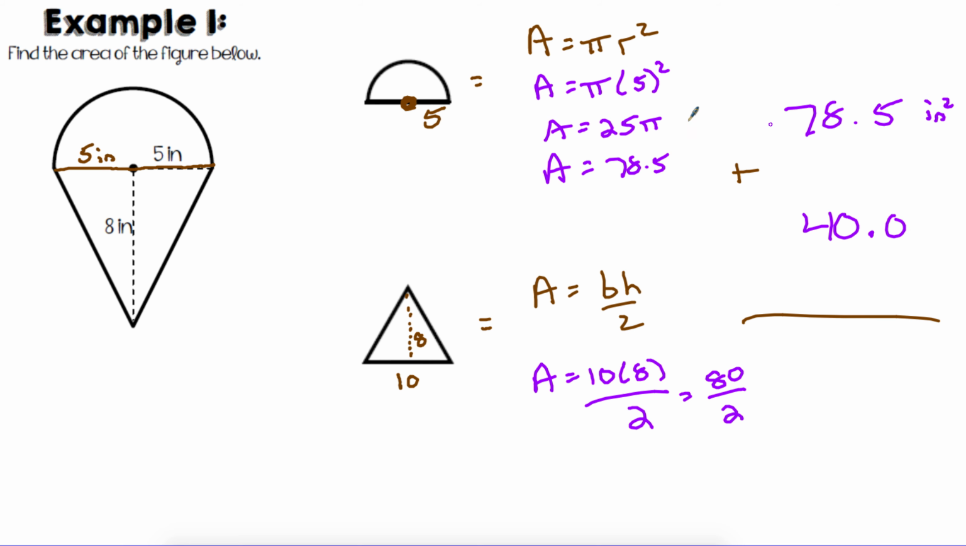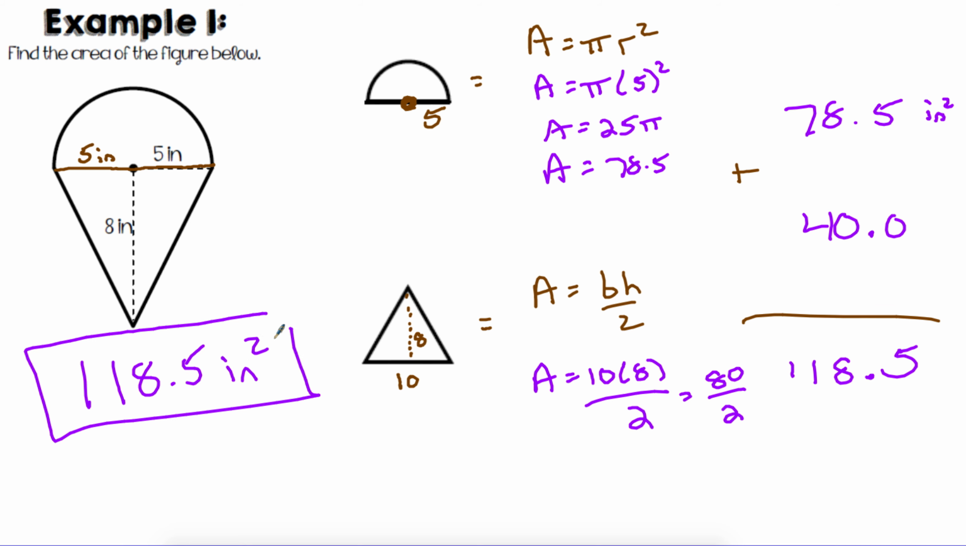So now I'm just adding up the area of the half circle, which was 78.5, and the area of my triangle, which was 40. Let's see, line up my decimal: 5, 8, 11. So the area of this entire figure is 118.5 inches squared. Okay, let's look at another one.